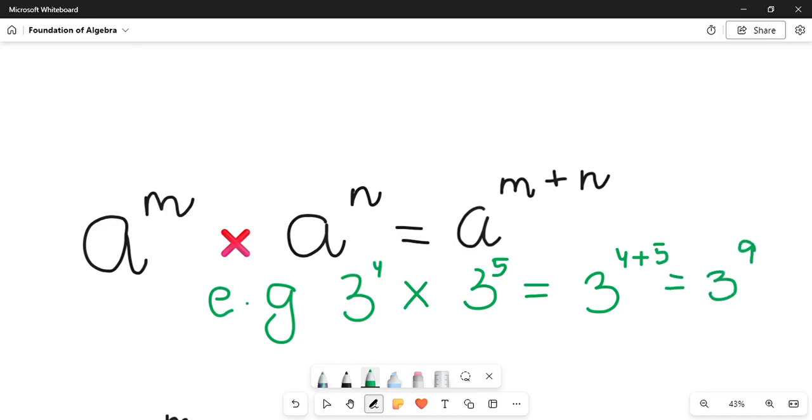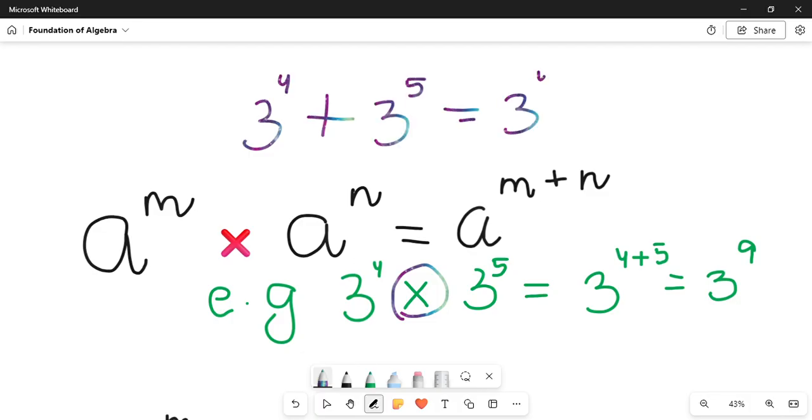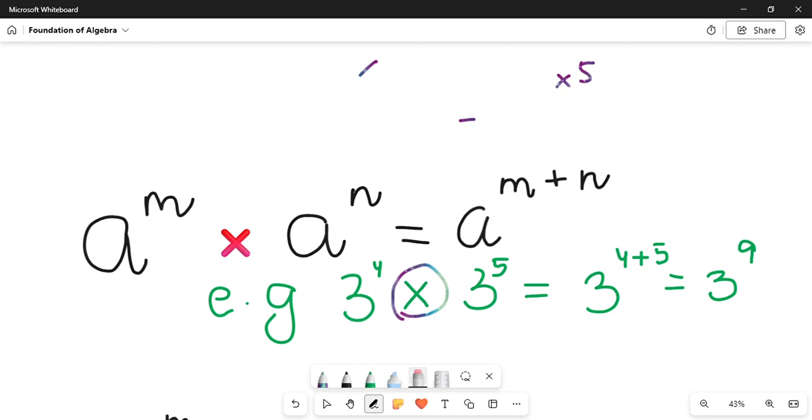So this is a very basic law, something really easy, but never think that this is a plus sign. This is a multiplication sign, and the exponents get added. So this will never happen: 3 to the power of 4 plus 3 to the power of 5 equals 3 to the power of 4 plus 5. Never. This is absolutely wrong. You must have a multiplication sign here. Okay? So let's just move on. We erase this here.